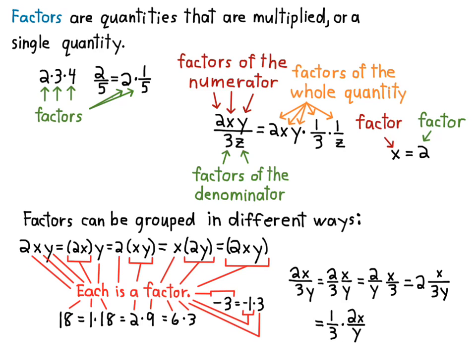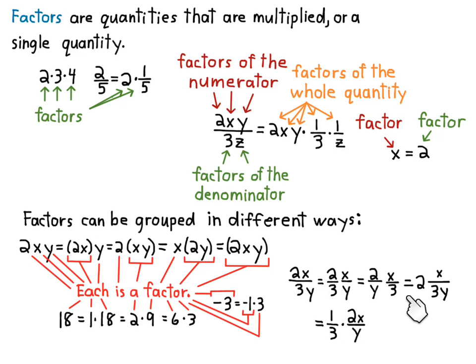2x over 3y, this whole expression is a factor of the left side of this thing. 2/3 times x over y. Here I've written this thing as 2 factors. One is 2/3 and the other is x over y. Right? Factors are things that are multiplied. So 2 over 3 is a factor. x over y is a factor. We say we're factoring this. We're writing it in terms of factors in different ways.